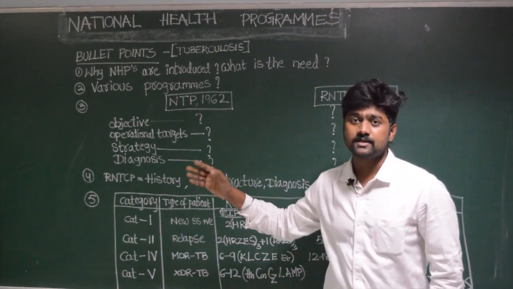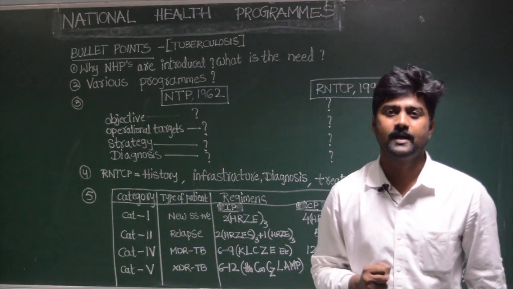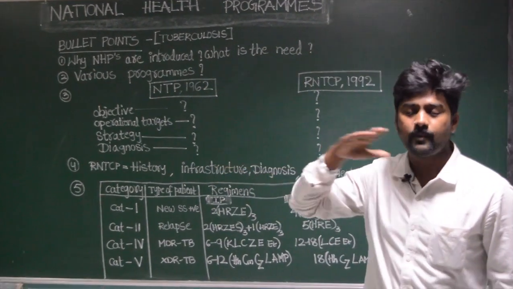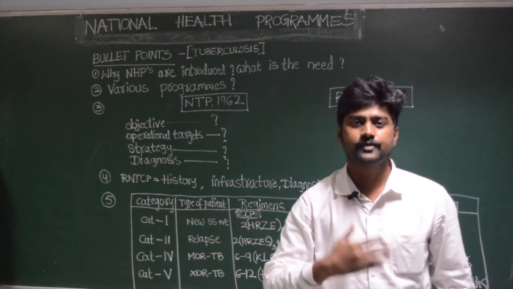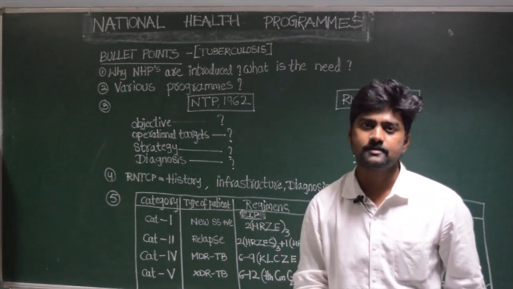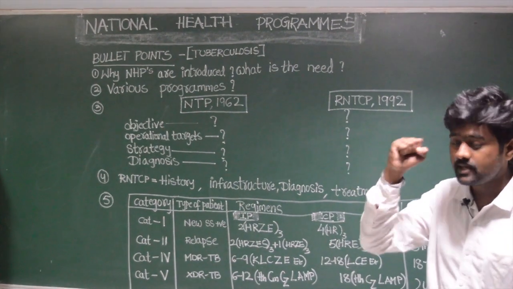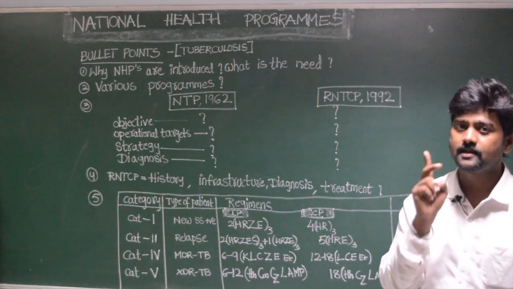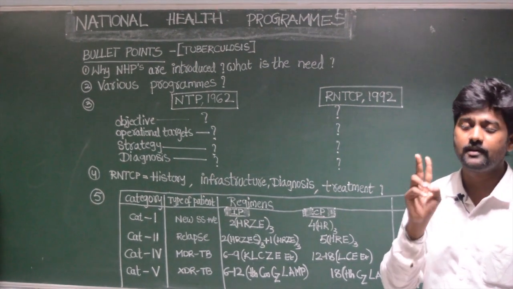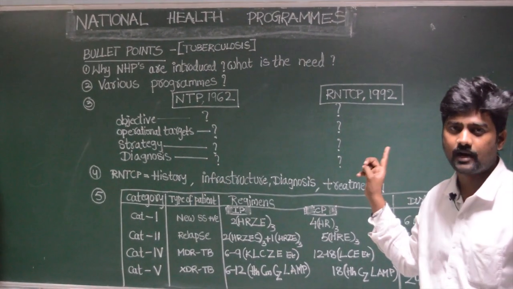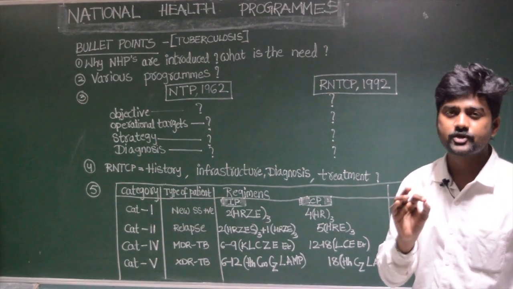If you look at the third one, strategy. What strategy did they play? Simply, NTP played conventional treatment. They simply went with the regular treatment for tuberculosis. Whereas RNTCP majorly concentrated on two parts. One is DOTS therapy, and the second thing, which is really important in the strategy of RNTCP, is uninterrupted drug supply from the government.